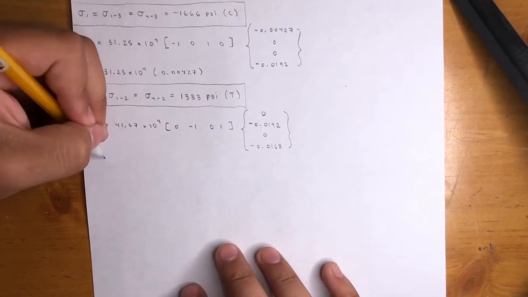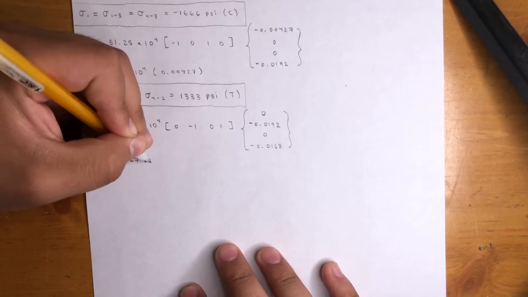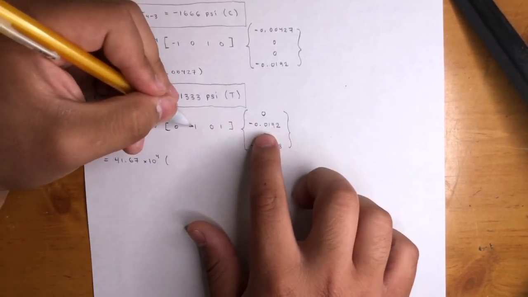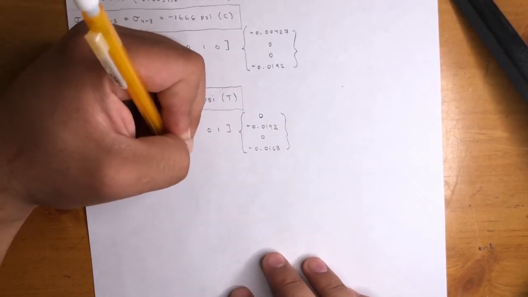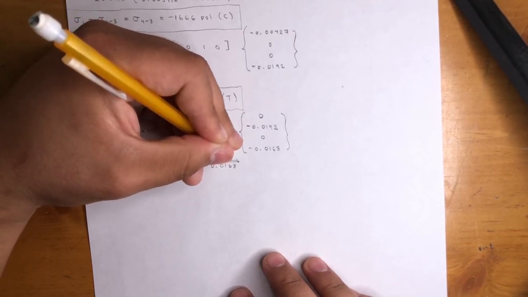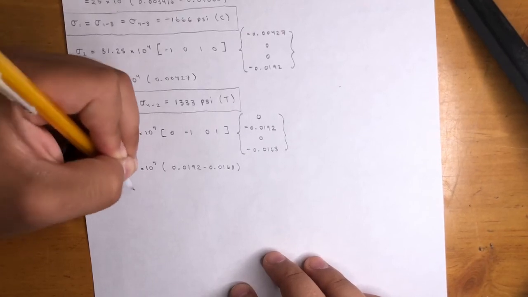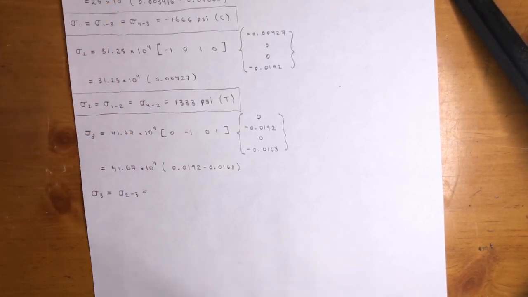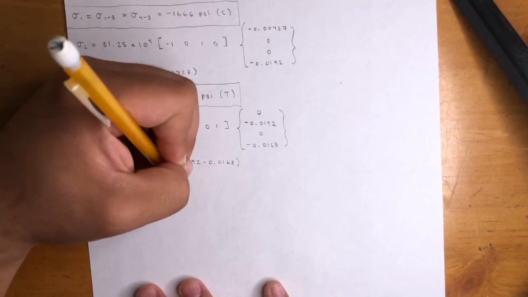Okay, so if you do the math, 41.67 times 10 to the 4th, open parentheses, 0 times 0, negative 1 times this, 0 times 0, 1 times this. So that's going to be 0.0192 minus 0.0168. And sigma 3 is equal to sigma from 2 to 3, and that's it because the other side is the same bar, right? Symmetric. So it's 1,000 psi.